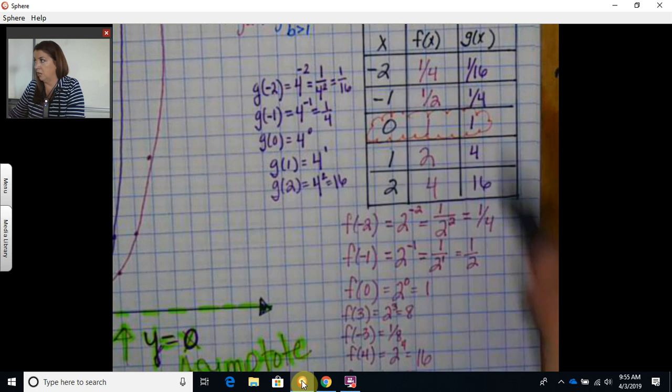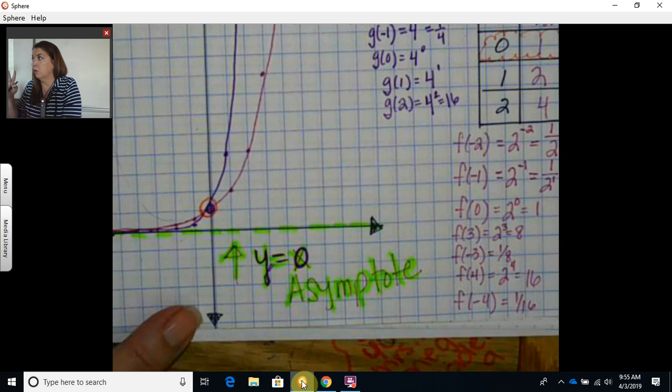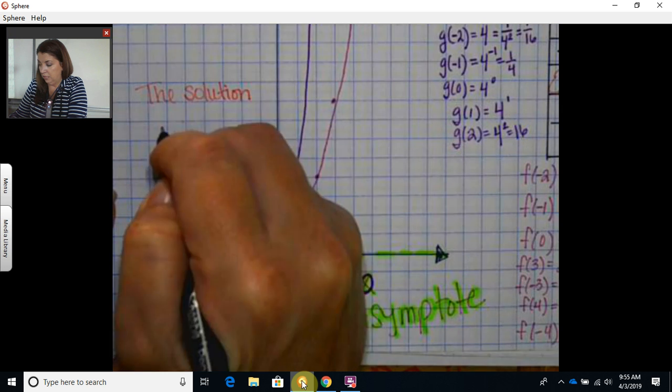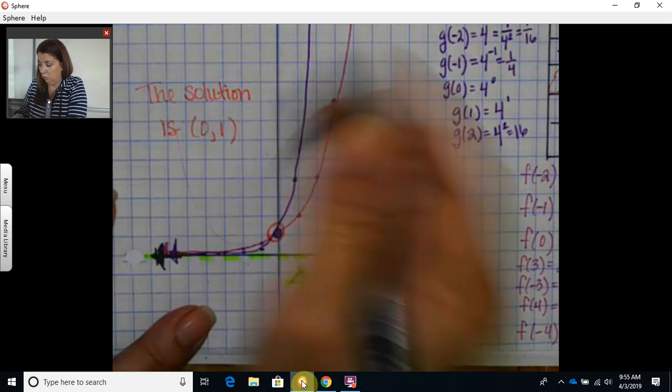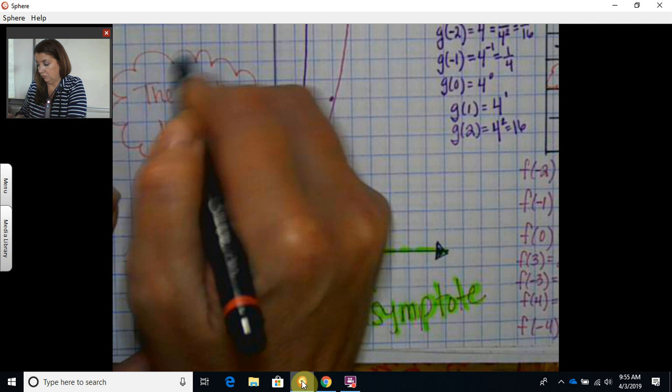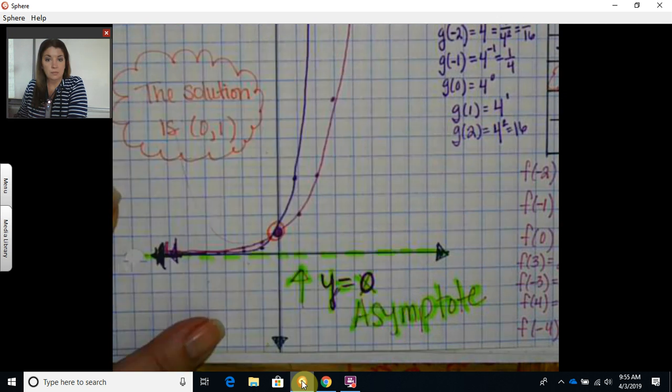We can also tell it by looking at the graph because that's where they intersected, right? And we know the ordered pair that two functions have in common is the solution. So we weren't asked, but you will be. The solution is 0, comma 1. Any questions?